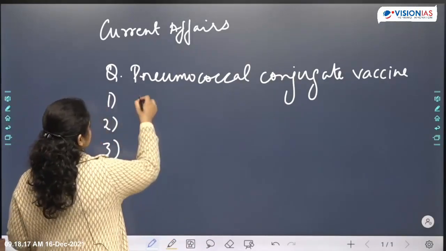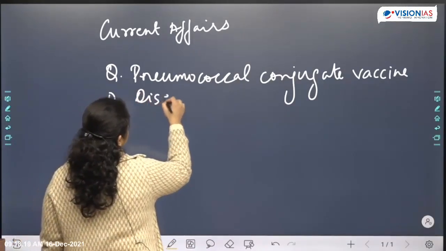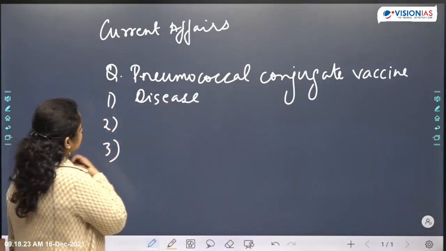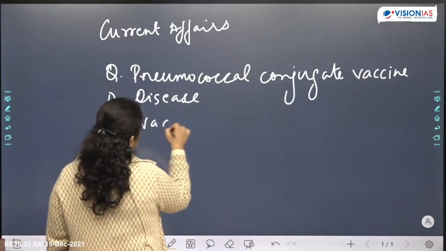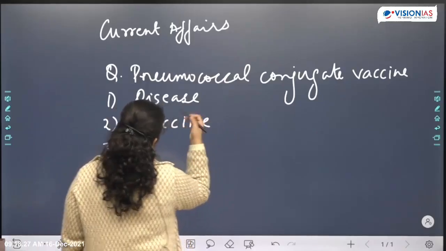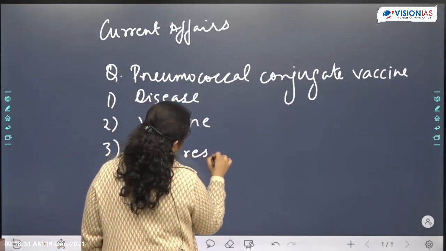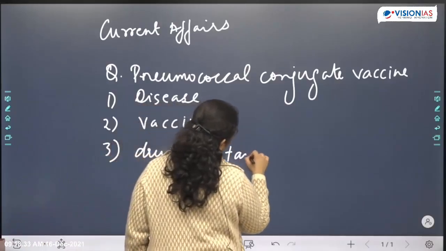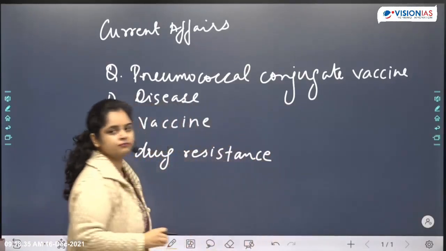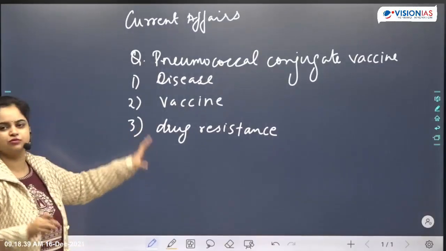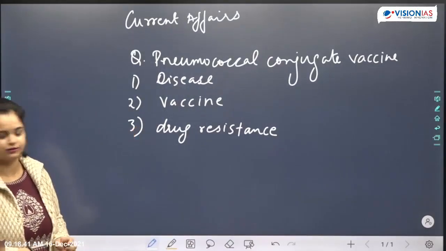For this question, of course this is not the exact question, but I'm just giving you an idea. The first statement was about the disease. The second statement was about the concept of vaccines. The third one was about drug resistance. So when you sit in the exam, how are you supposed to get all this information?